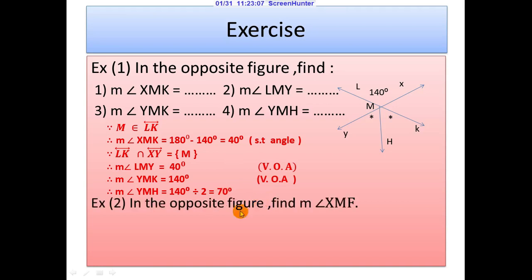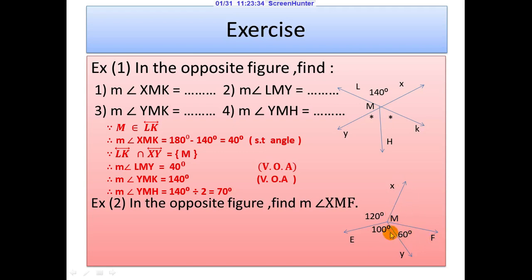Let's see more exercises. Exercise number 2. In the opposite figure, find measure of angle XMF. And he gave me this shape like that. We have here more angles. For example, XME equal 120 degrees and EMY equal 100 degrees and YMF equal 60 degrees, and the missing angle here is XMF. How to find this angle?